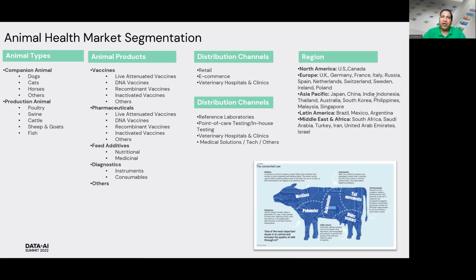Now, when you look at it from a distribution angle, distribution channels are like retail, e-commerce, the vet clinics, the vet hospitals, labs, which are being run. And this is different across different regions, but you can see pretty much anybody who's providing a medical solution for the animal health market will have to look at all of these assets and parameters.